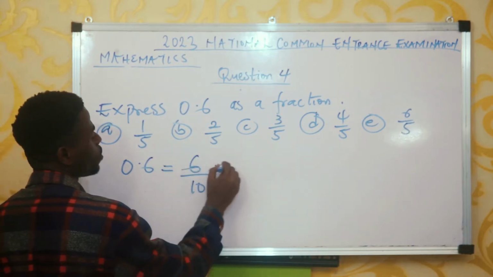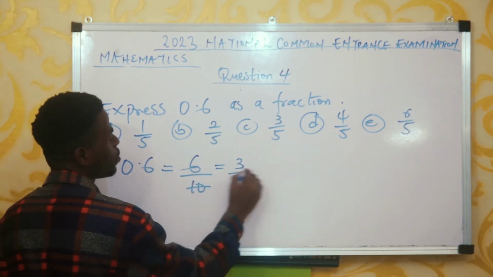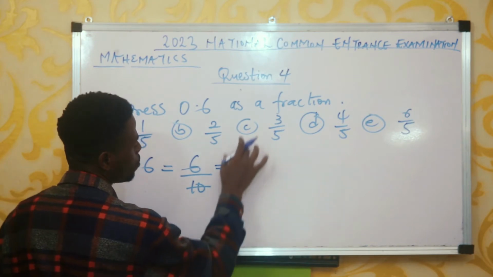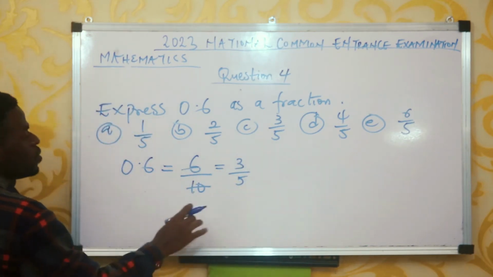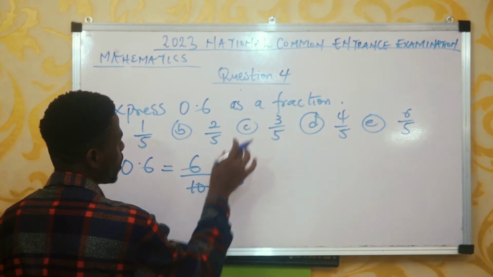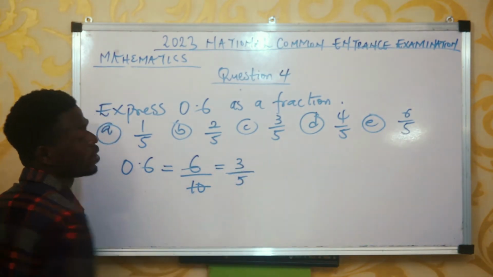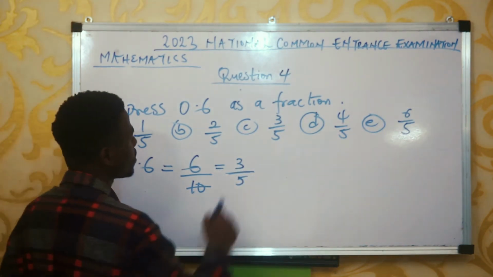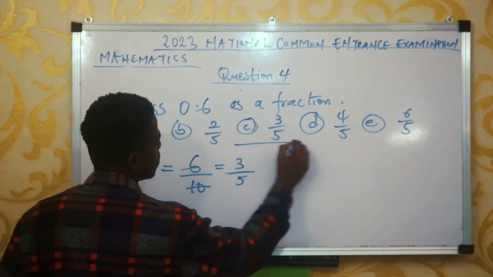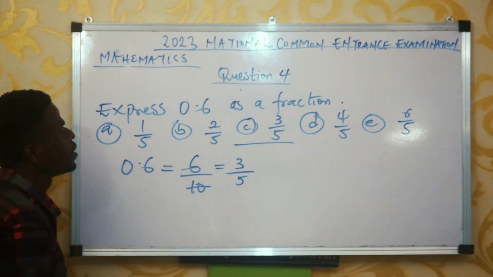2 in 6 gives us 3, and 2 in 10 gives us 5. So there's no way we can use any number to divide both of them. So the answer here is 3 over 5. Definitely our answer here is C. So option C is our answer.